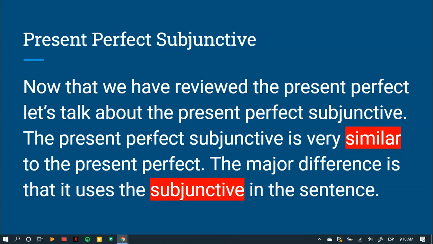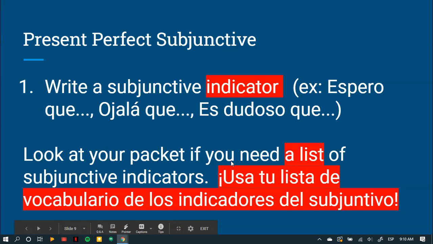So present perfect subjunctive is essentially the same thing with one major difference. The major difference is that we use the subjunctive in the sentence. Everything else is still formed in the same order with the same format. We just need to make sure we have subjunctive. And how do we make sure that happens? So paso número uno, we need to have a subjunctive indicator. For example, espero que, ojalá que, es dudoso que. You can find any of these in your book or your packets that you have. The pages will be listed by your teacher, or they can let you know what page to look at.